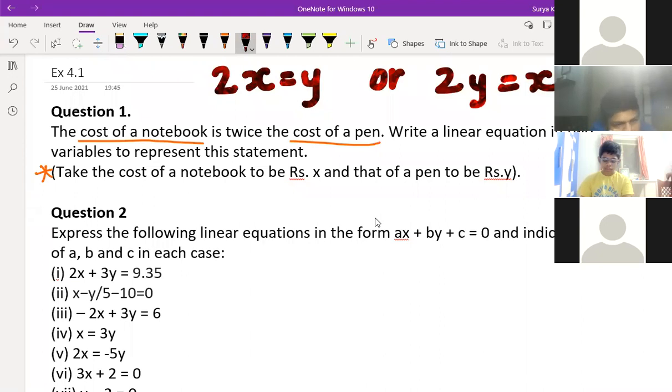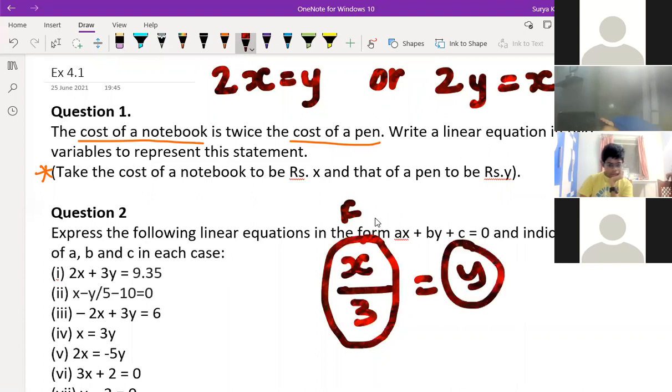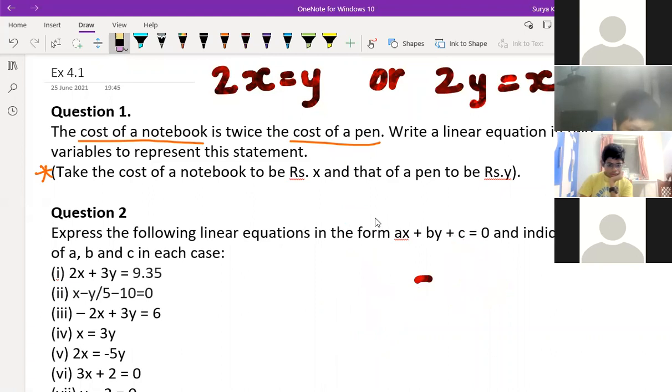Sir, can we write like that? Yeah, tell me what you're asking. Sir, if x is our father's age. Okay, fine. So x divided by 3 is equal to y, so y is our age. Yes, sir. For this, dad's age is 45, you can do this. Yeah, you can do this, but it depends on the question, whether they give 3 times or 4 times.